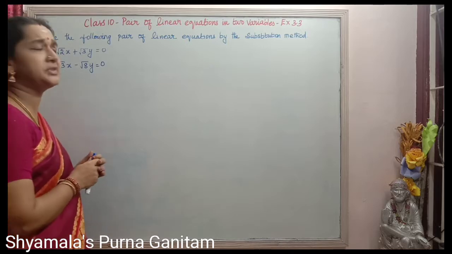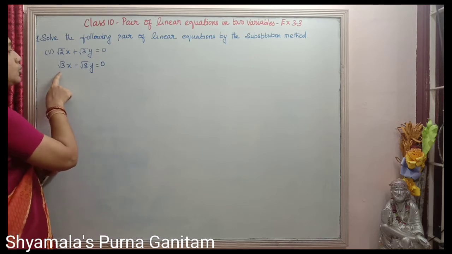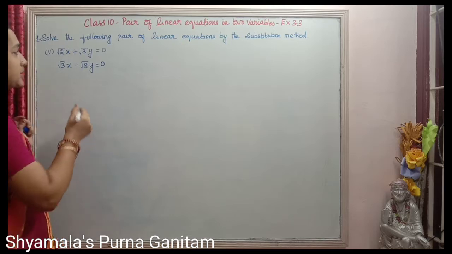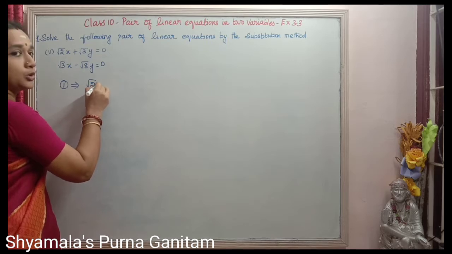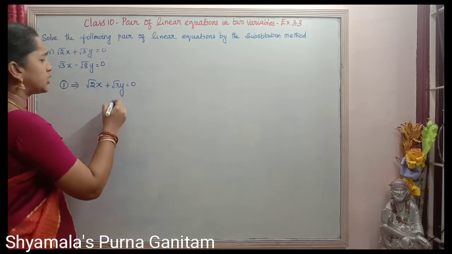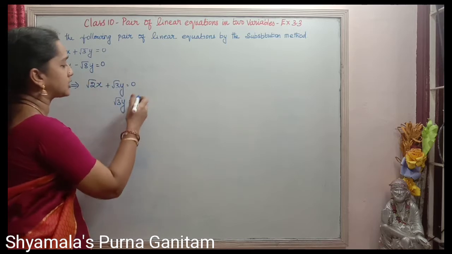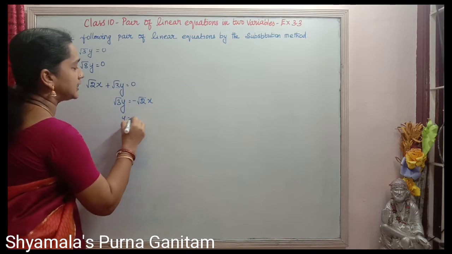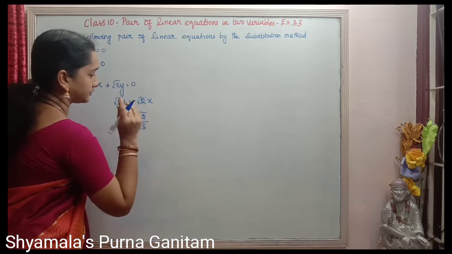Fifth sum in that is root 2x plus root 3y is equal to 0, and root 3x minus root 8y is equal to 0. So this one we have to do by substitution method. In the first equation, root 2x plus root 3y is equal to 0, root 3y is equal to, I will bring this root 2x to the other side, so it will be minus root 2x. So y is equal to minus root 2 by root 3 into x.